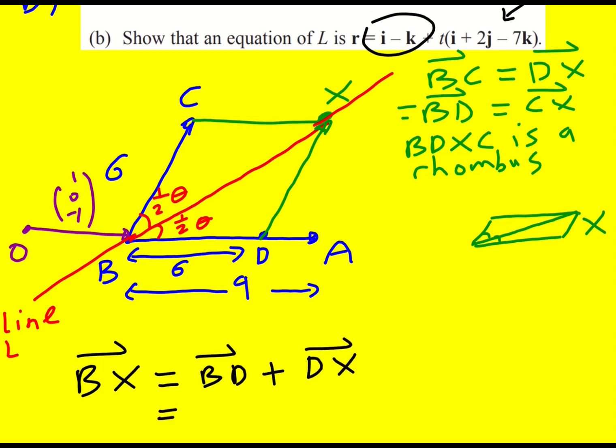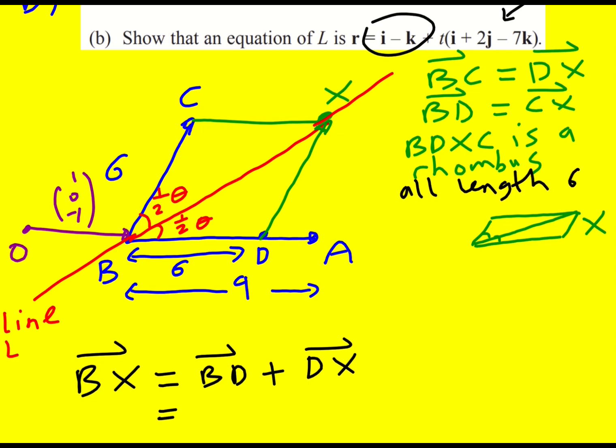But DX, sorry, I made a bit of a mistake earlier. I've just realized they're not all the same. The lengths are all the same, but BC is equal to DX and BD is equal to CX. They're not actually all the same because they're going in different directions, but they all have length 6. Apologies if I confused you with that.